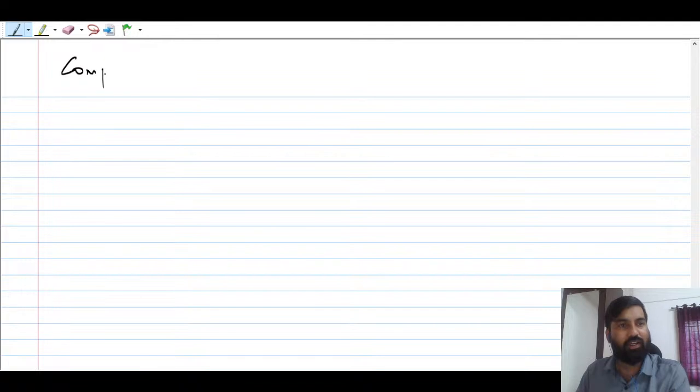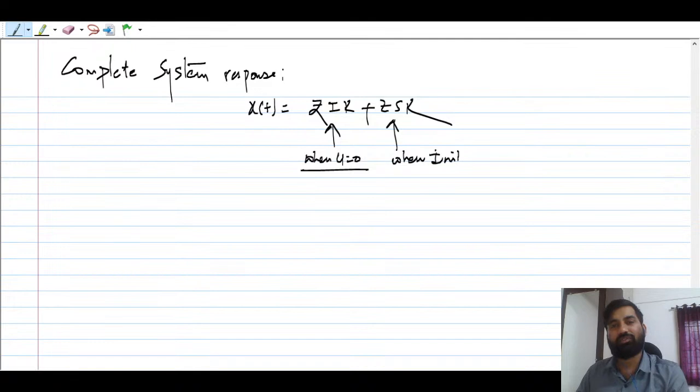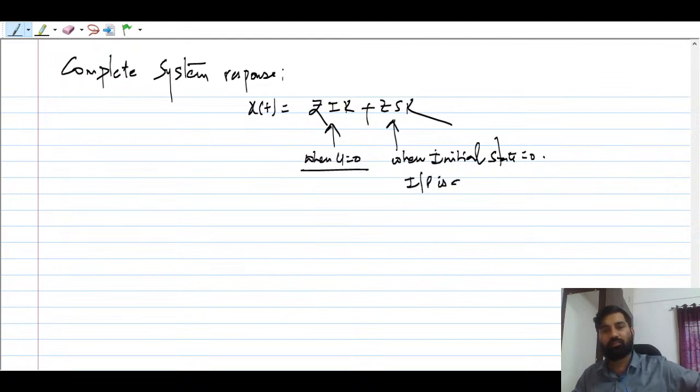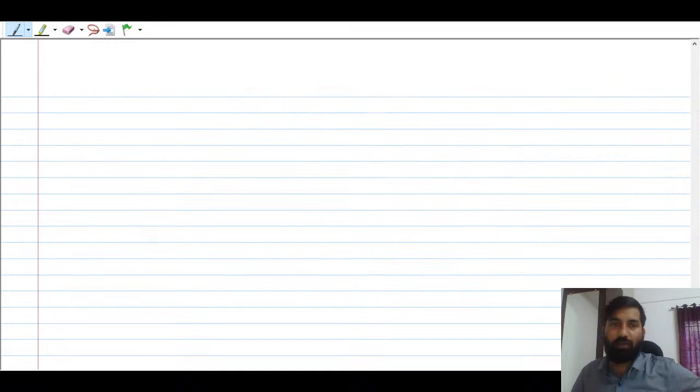And what is the zero input response? The complete system response, guys, remember, is x(t) equal to ZIR plus ZSR. ZIR is due to what? When u is 0. And ZSR is due to what? When the initial state is 0, but the input will be given. Here the input is 0, and the initial state is given. Remember all these points, guys.